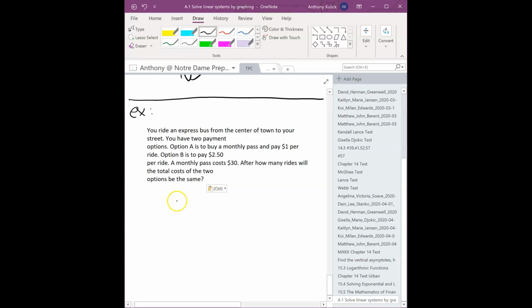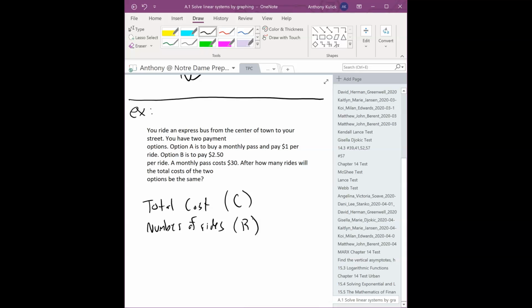Okay, so let's write an equation here to describe the situation. So we have two things that can vary here, right? We have the cost, and we have the number of rides. So I'm going to represent the total cost with the letter T for total. And let's do C for cost. And then we'll use R for the number of rides.